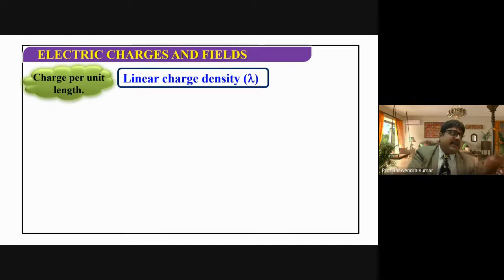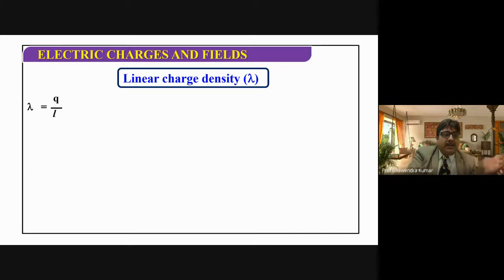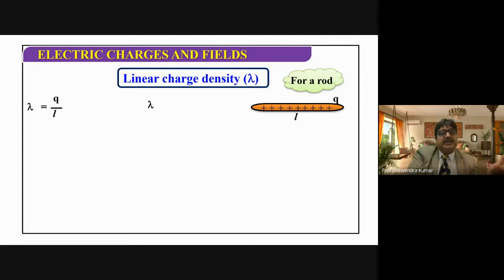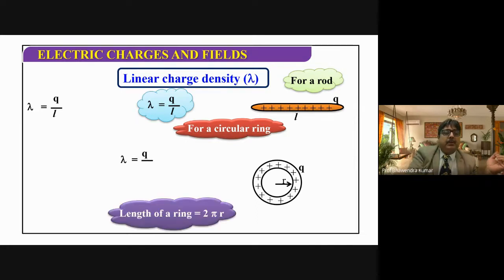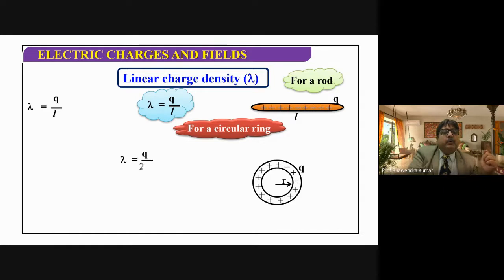Linear charge density is charge per unit length. It is represented by the symbol lambda, right? And lambda will be Q by L, if I know the total charge and I know the total length. For a rod, length is L, charge is Q. So lambda will be what? Q divided by L. Okay. For a circular ring, in the similar manner, if the radius is R, it will be Q by L. The total length of the ring will be 2 pi R. So it can be written as Q by 2 pi R. Correct? Any difficulties there?